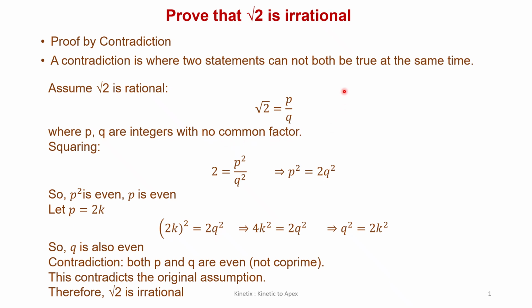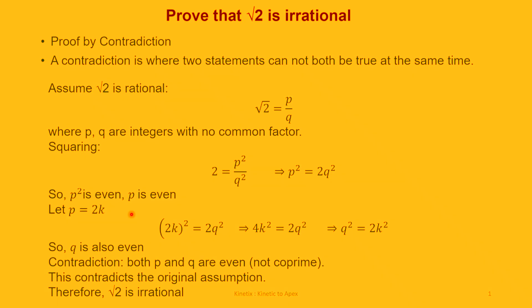Now squaring both sides of this equation, what will we get? Squaring root 2, that is 2, equal to p square divided by q square. That implies p square equal to 2q square. By cross multiplication, we will get p square equal to 2q square. So here p square is a multiple of 2. That means p square is an even number. If p square is even, that means p is even.